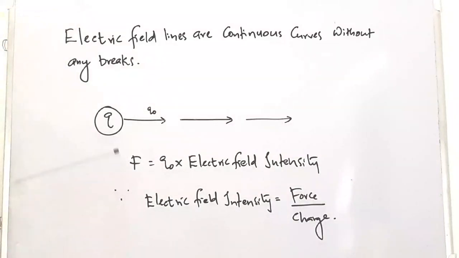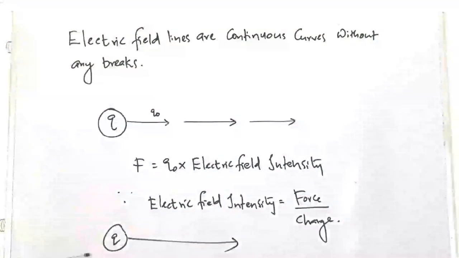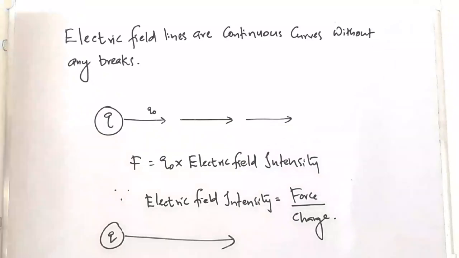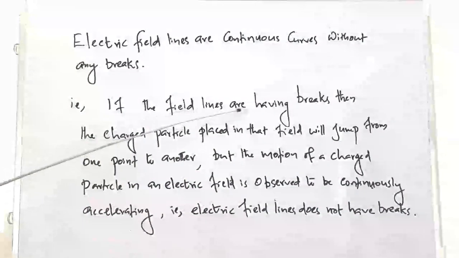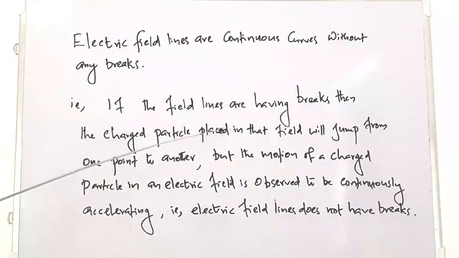But actually it is observed for all the cases that in an electric field the charged particle is accelerating continuously. No jumping is there. That means electric field line does not have any breaks. It is continuous. Field line will be continuous like this. It will not have any break. That is, if the field lines are having breaks, then the charged particle placed in that electric field will jump from one point to another. But the motion of a charged particle in an electric field is observed to be continuously accelerating. That is, electric field line does not have breaks.